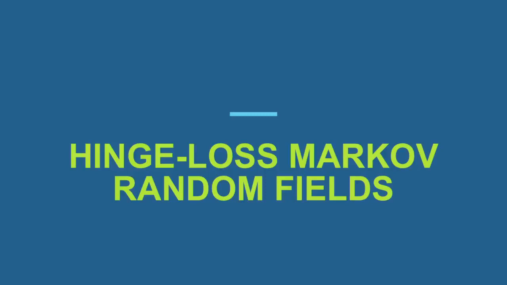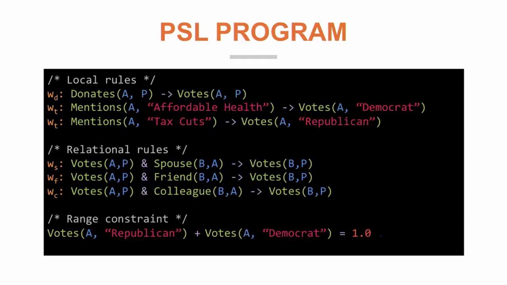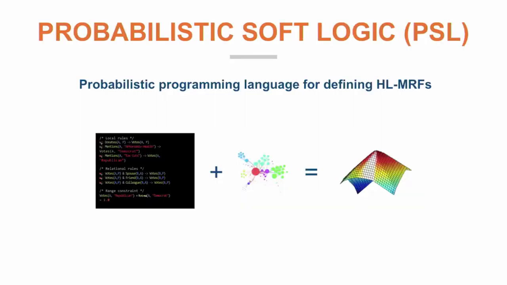But going beyond this, we introduced a notion of hinge loss Markov random fields. Just add some bells and whistles to the language. Now we allow arbitrary linear potentials. We also allow hard constraints. We allow squared hinges. And the general form looks similar, but it's still convex. A PSL program looks something like this. This is a program from the collective classification that I described earlier. And PSL essentially takes one of these programs, takes some input data, and defines a convex optimization.